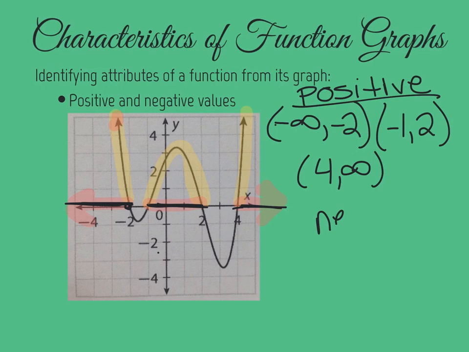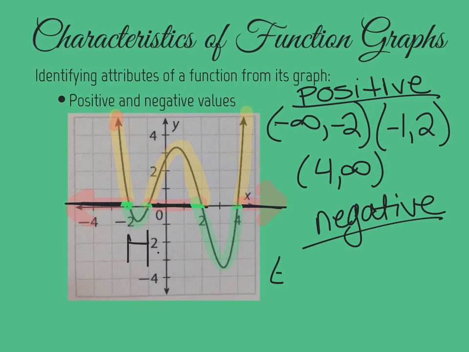So then the negative would be where it's below the x-axis. So if I highlight that, that's this part and this part. And so when we talk about the x's that go with those two parts, we're talking about from here to here, so from negative 2 to negative 1, and from here to here, so from 2 to 4.